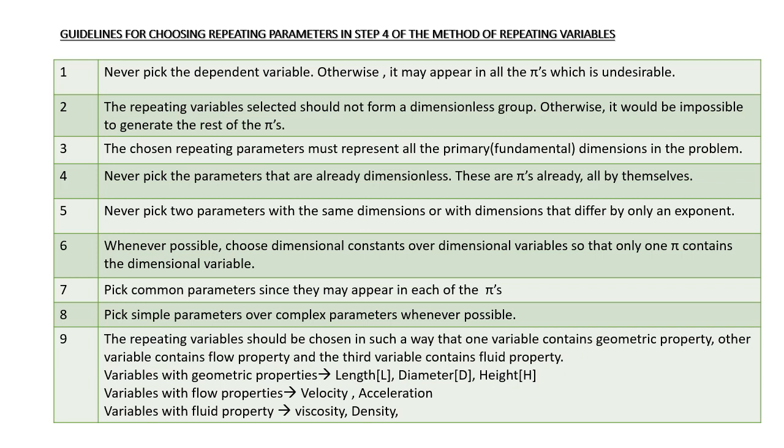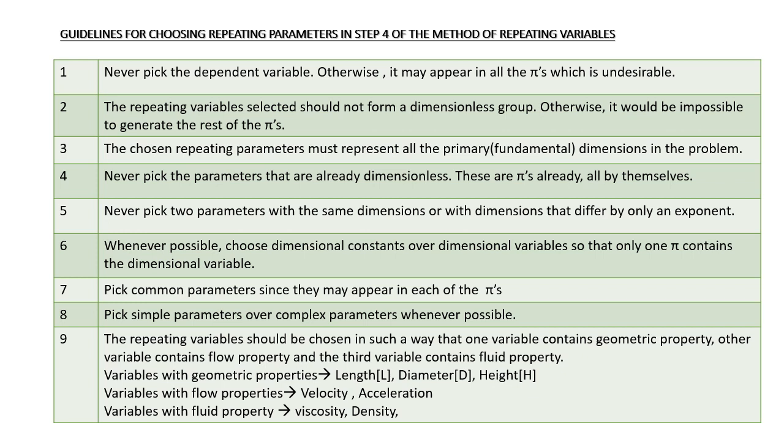We'll just go through them. The first rule is never pick the dependent variable. Never choose the dependent variable as a repeating parameter. That is the first rule you have to keep in mind. Next, the repeating variables selected should not form a dimensionless group, otherwise it would be impossible to generate the rest of the pi terms. Whatever repeating parameter you consider should not form a dimensionless group on its own. It should have some dimension.